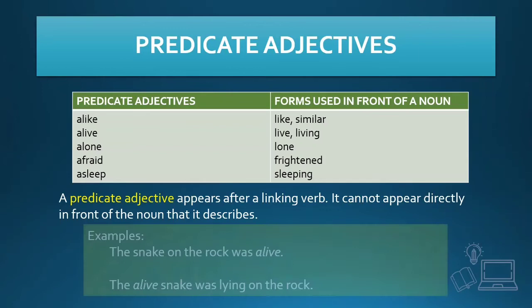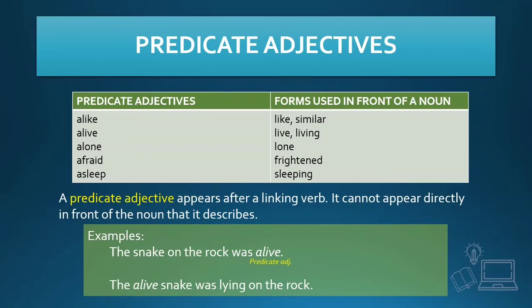For example, the snake on the rock was alive. Kata alive yang merupakan predicate adjective terletak setelah linking verb berupa to be, was alive, dan tidak diikuti oleh noun. The snake on the rock was alive.